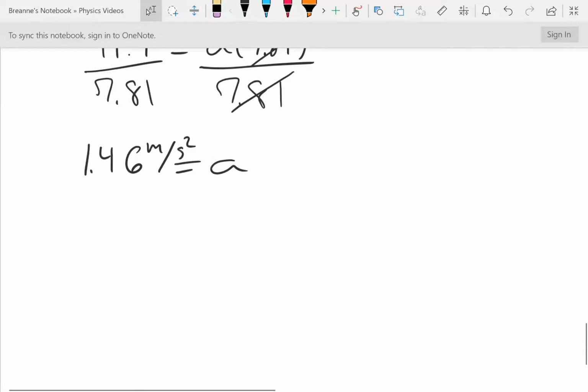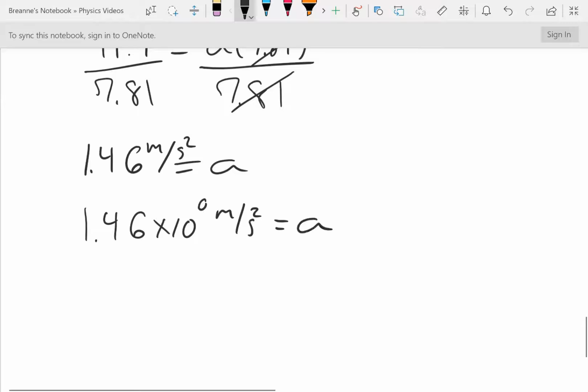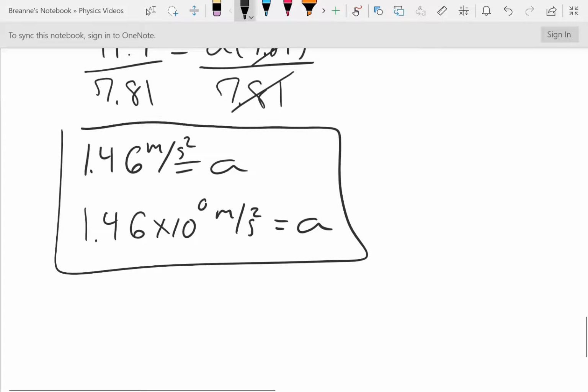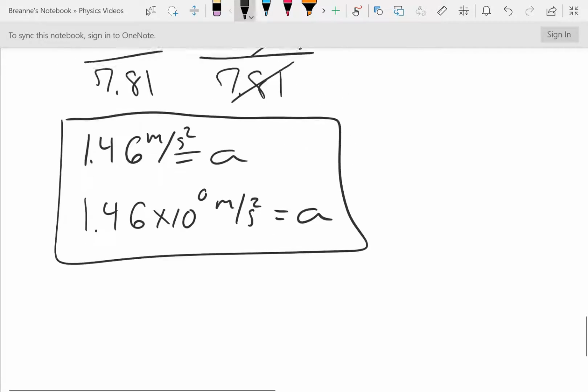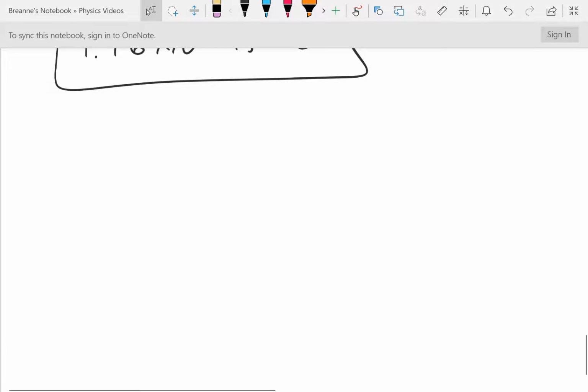That's in standard form. We do not have to move the decimal at all because there's already one number in front of the decimal, so we didn't have to move the exponent. So your exponent is 0 meters per second squared, and that is your standard and scientific notation of that. That's question number 2.